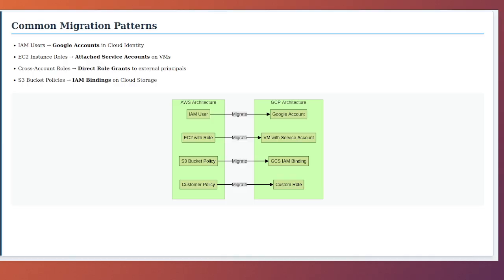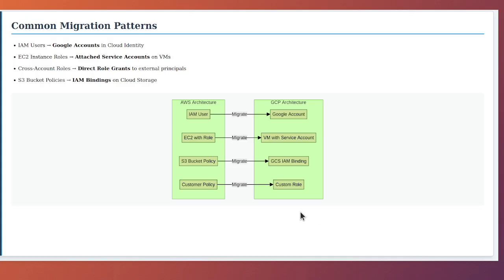The virtual machine accesses the metadata server to get tokens just like EC2 accesses the instance metadata service. For cross-account roles, use direct role grants in GCP. If you had an IAM role in account B that account A could assume, in GCP you simply grant a role in project B to the service account or user from project A. No trust relationship setup is needed because GCP identities are not project scoped.